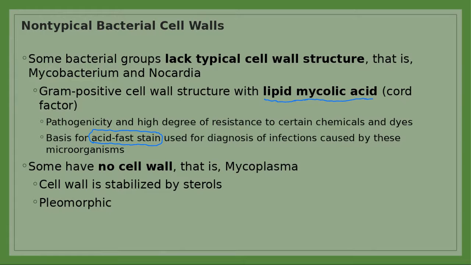And there are also some bacteria that actually do not have a cell wall, and this is very rare. The only group is called the mycoplasma. Mycoplasma is a group of bacteria that do not have a cell wall. This is a very rare type of bacteria. So mostly bacteria have a cell wall except the mycoplasma.